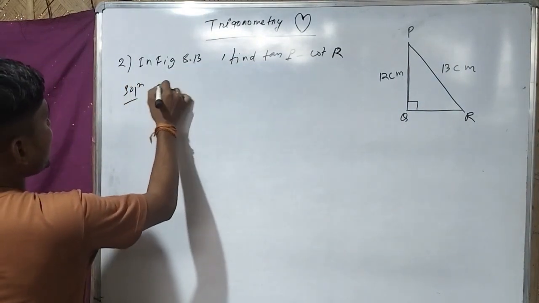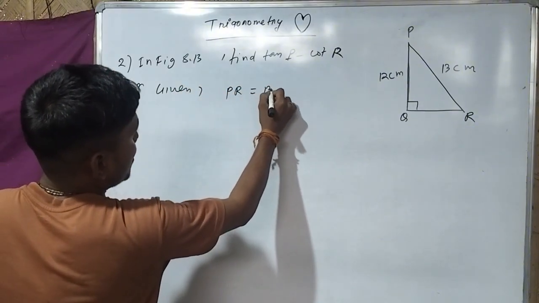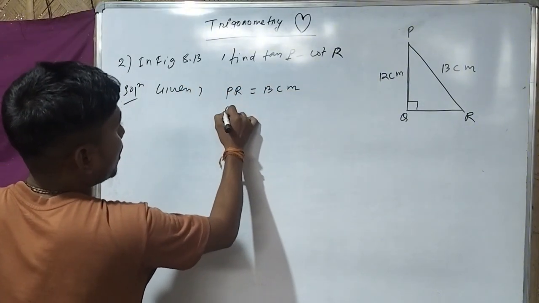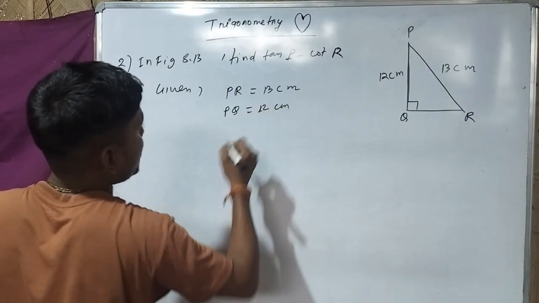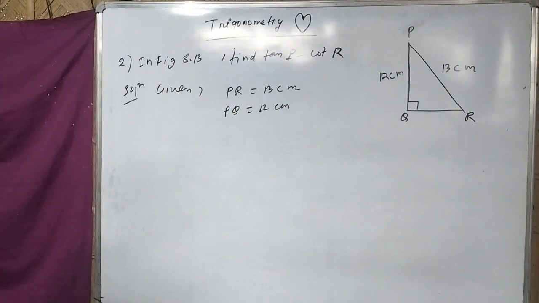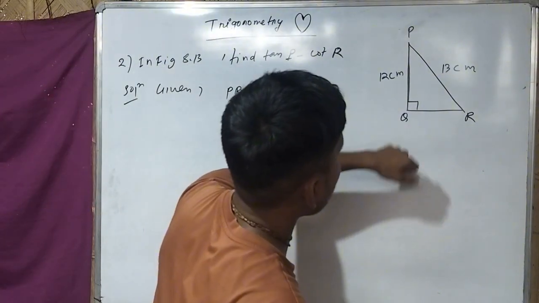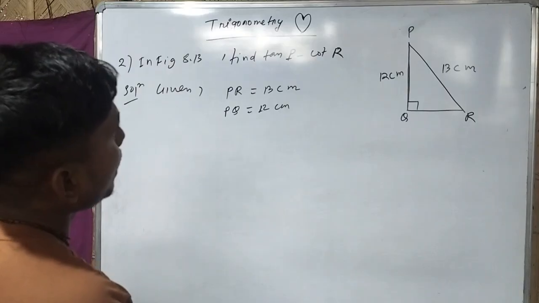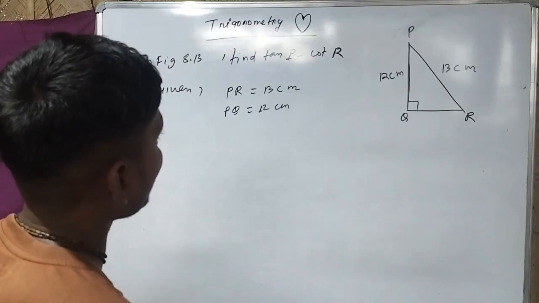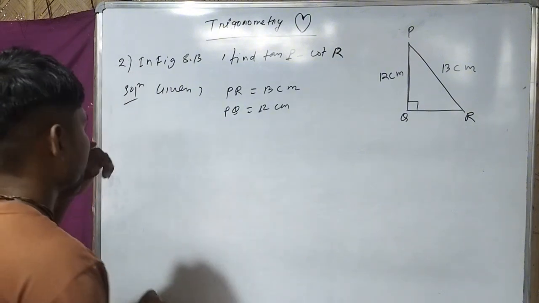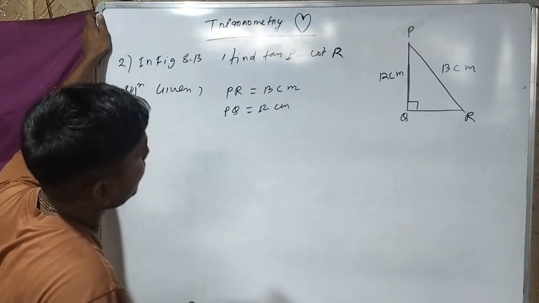So what is given? The sides are given: PR is 13 centimeter and PQ is equal to 12 centimeter. So first of all, what do we need? We have to find this side QR. First of all, we have to find out the QR.